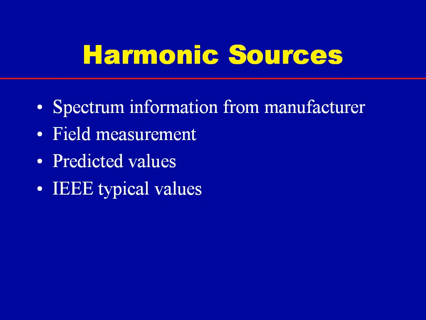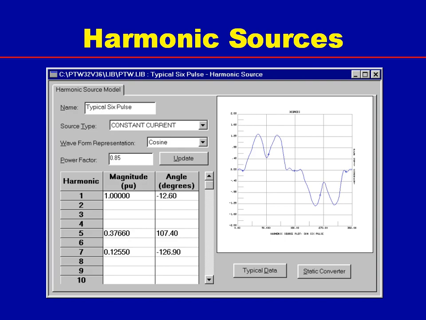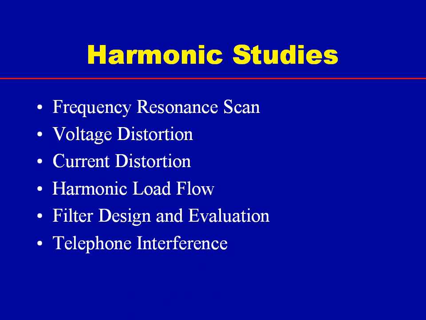Harmonic source information can come from a variety of places, including published manufacturer data, field measurements, predicted values, or typical data. Sample measurement values for a 6-pulse adjustable speed drive are displayed. The harmonic study options include a frequency resonance scan used to identify resonating frequencies in the system, voltage and current distortion, harmonic load flow showing total RMS current and voltage, filter design and evaluation, and telephone interference calculations.